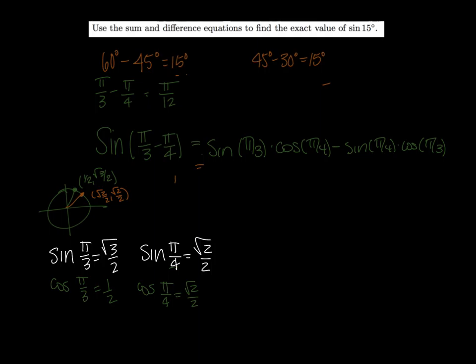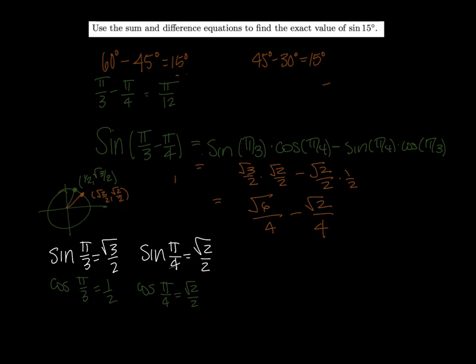The sine of pi over 3, we're going to get the square root of 3 over 2 times the square root of 2 over 2 minus the sine of pi over 4, so the square root of 2 over 2 times 1/2. Remember, when we multiply fractions, we multiply the numerators together and the denominators. And the square root of 3 times the square root of 2 is actually the square root of 6 over 4 minus the square root of 2 over 4.